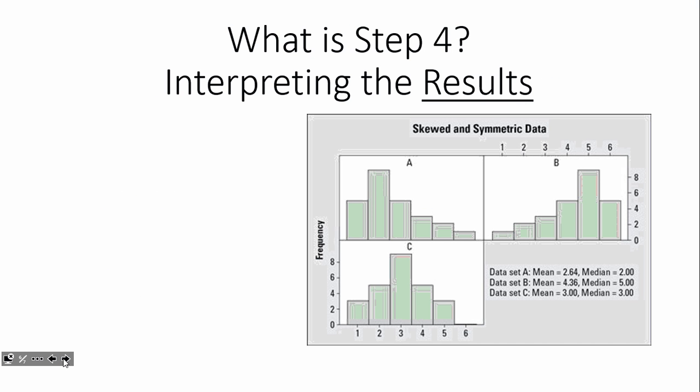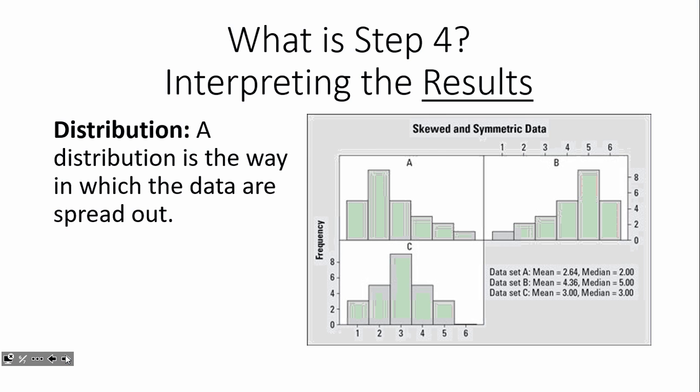Okay? Now, what is step 4? We're going to interpret the results. Interpret the results. So look at your data and see what we can conclude from it. So distribution is a part of this. A distribution is the way in which the data are spread out.